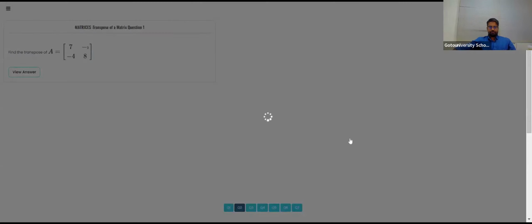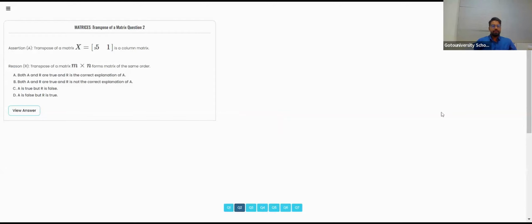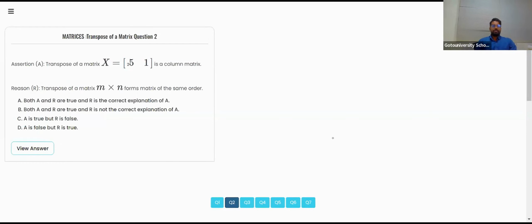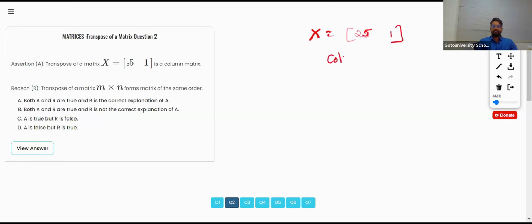Next question. It's an assertion reasoning question. If the question is not visible, let me zoom it out. What is this saying? Transpose of a matrix. What is this matrix? X. Let me write it. X is 2, 5, that is 25, and then 1. What kind of matrix is it? It's a column matrix, is it?